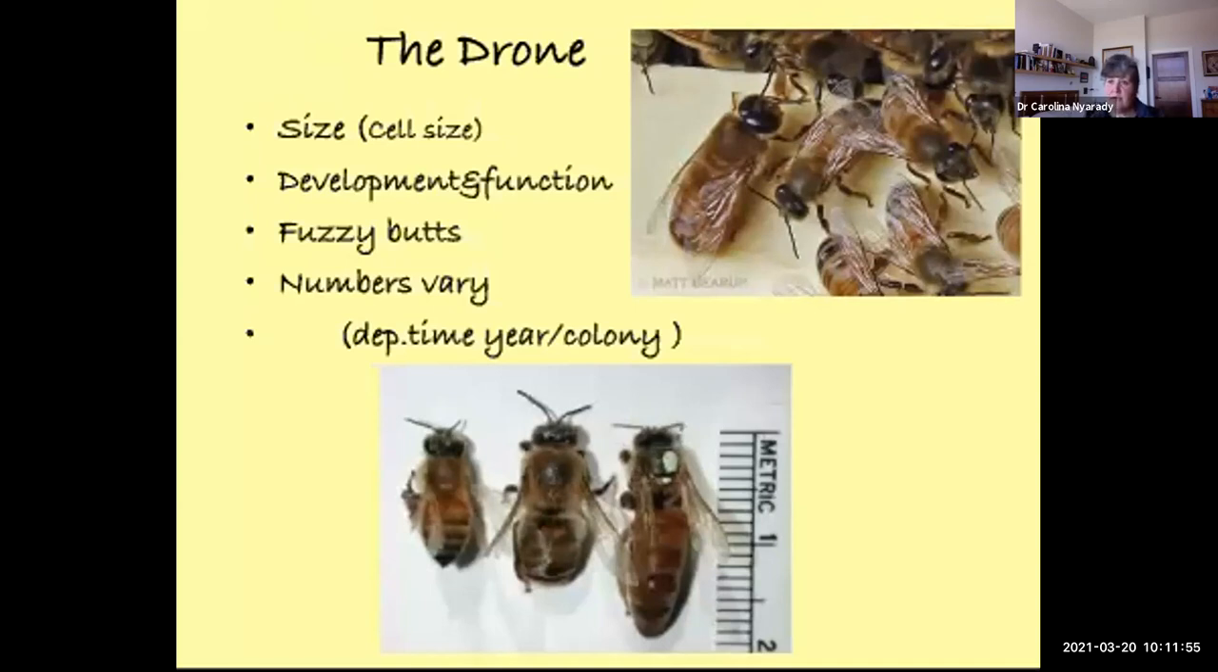be mindful of this, that drones and queens do not mate within the hive itself, right? All of these mating activities are occurring outside in these drone congregation areas. And so by not mating in the hive itself, you of course are preventing inbreeding from occurring, right?